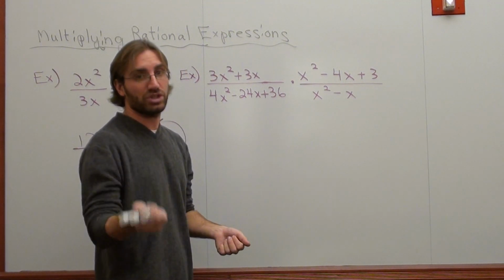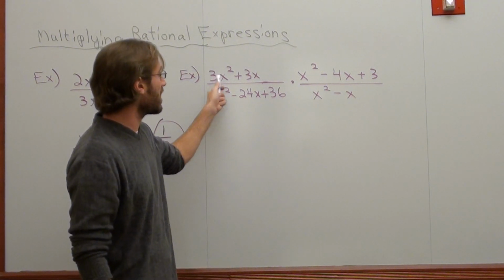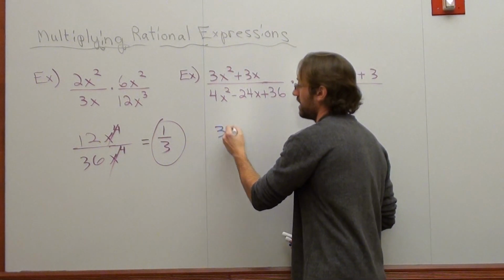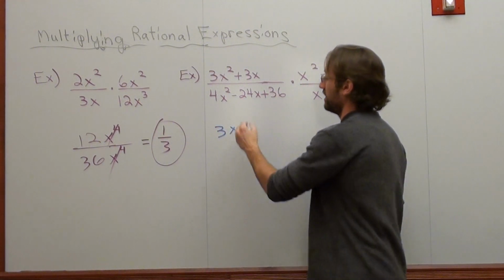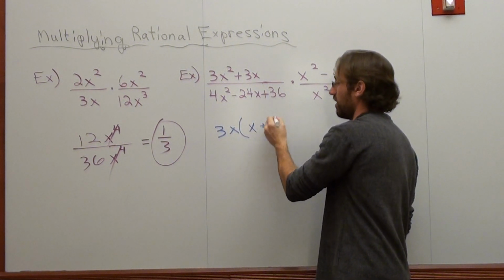Either way, with the GCF, you always check GCF first, and then you start factoring the binomials. So I have 3x squared plus 3x. What can I take out of both terms? I can take a 3 and an x out. Now if I divide this one by 3x, I've got x. If I divide this one by 3x, I get 1.